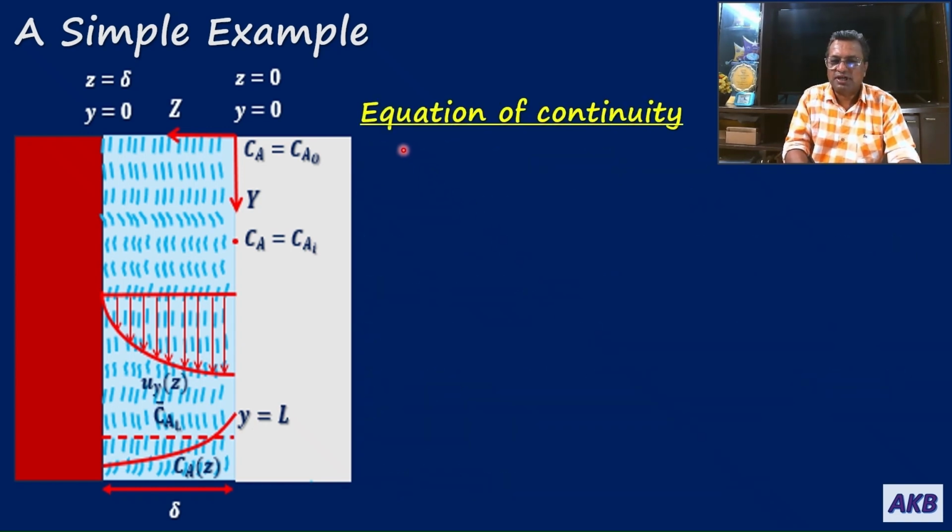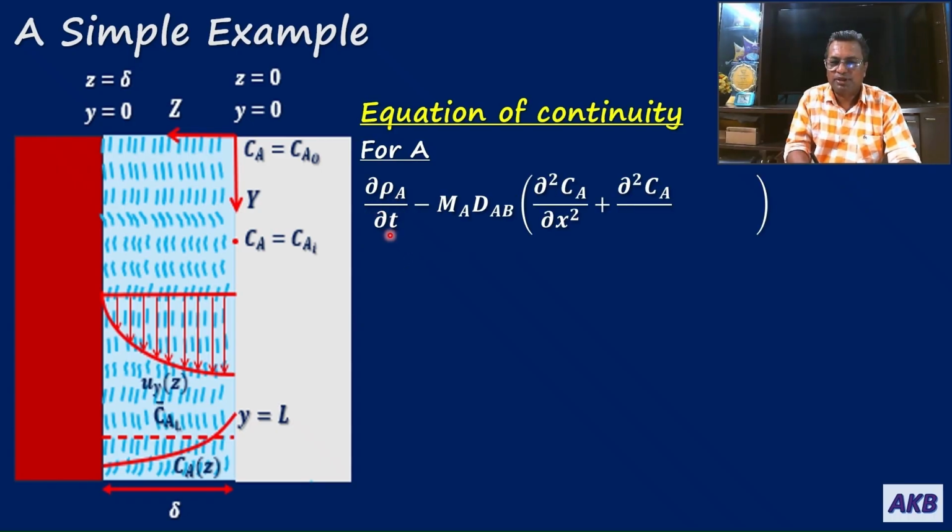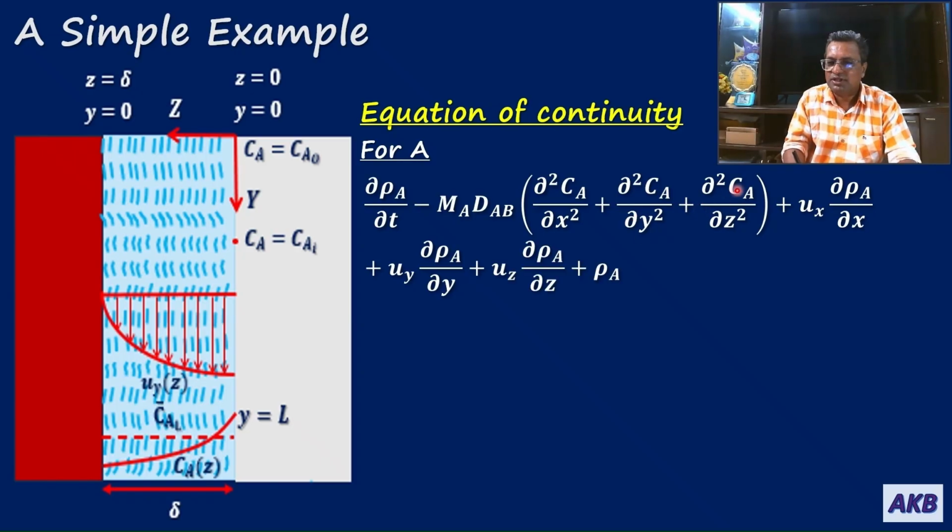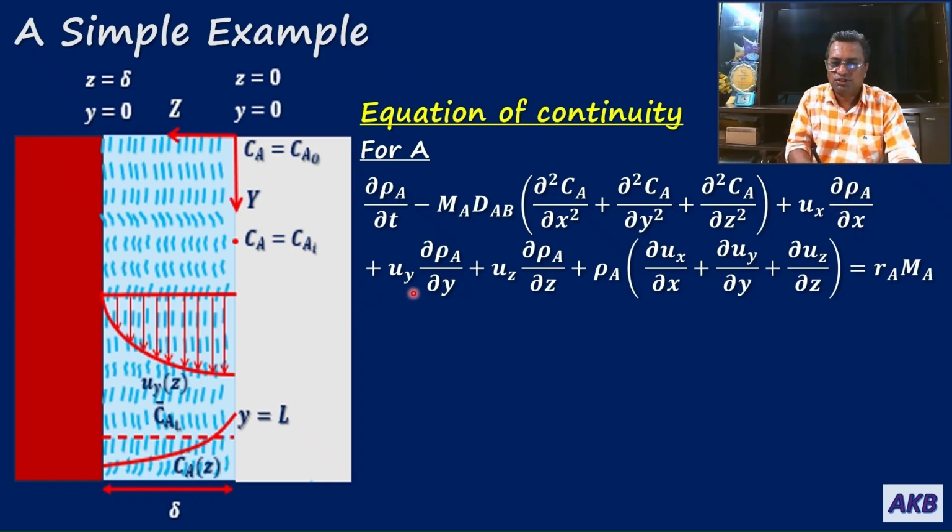Now let us first start with the equation of continuity. We will be using the equation of continuity for A, which I had derived in my previous video. What is the equation? ∂ρA/∂t − MA·DAB·(∂²CA/∂x² + ∂²CA/∂y² + ∂²CA/∂z²) + Ux·∂ρA/∂x + Uy·∂ρA/∂y + Uz·∂ρA/∂z + ρA·(∂Ux/∂x + ∂Uy/∂y + ∂Uz/∂z) = RA·MA.